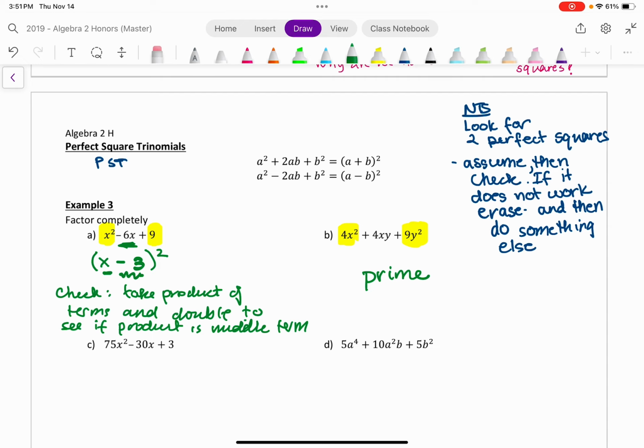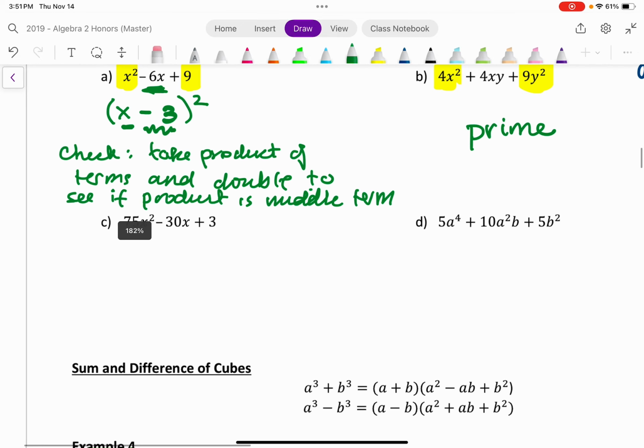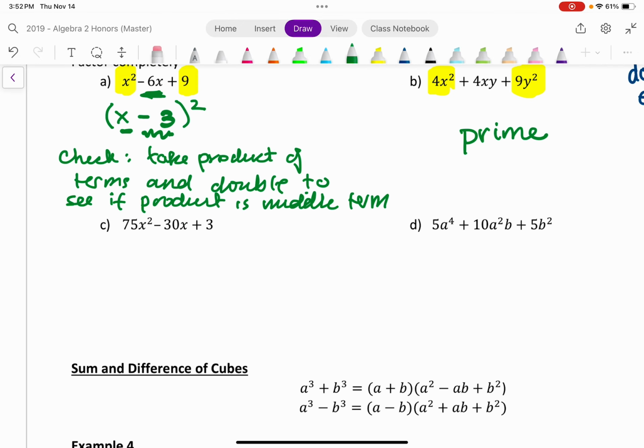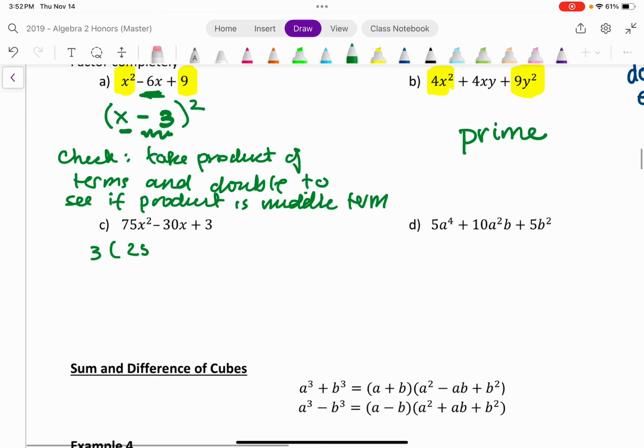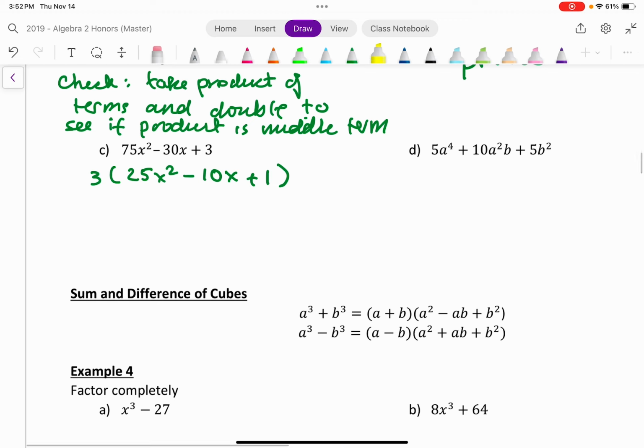All right. Part C. I keep putting these in here because you have to remember to check for GCF. In this particular case, I can factor out a 3, so I would do that first. I get 25x squared minus 10x plus 1. I'm a perfect square, and so am I. I'm going to assume and then check, because it's a really quick way of doing it, and then I don't have to do as much work.